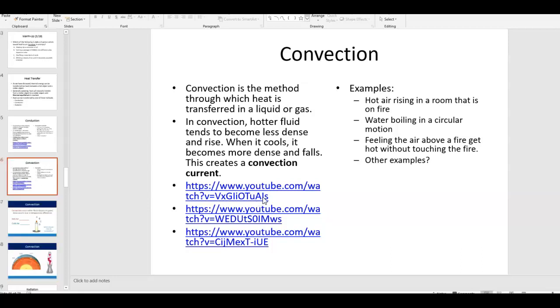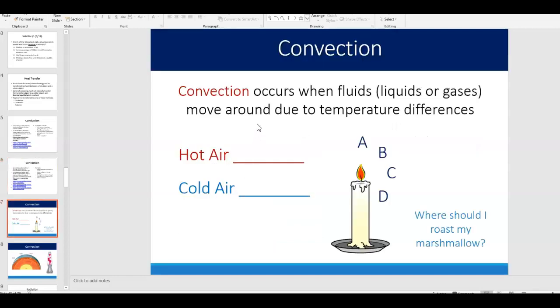Now, again, I would definitely encourage you to check out all three of these videos, just to look at some examples of convection. Take a look at the situation. It says convection occurs when fluids, liquids, or gases move around due to temperature differences. So if you want to roast your marshmallow using this candle, and you want to use convection to roast the marshmallow, think about where you would want the marshmallow to be. This is probably an obvious question, but see if you can figure that out. Do you want the marshmallow to be at position A, B, C, or D to heat it by convection?